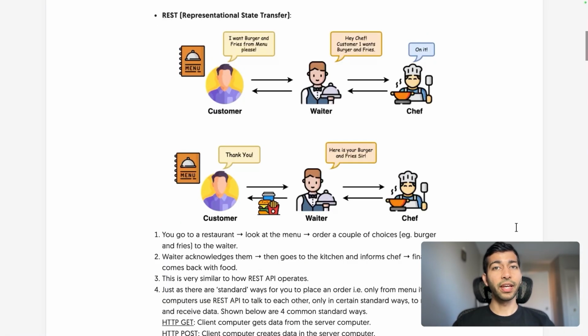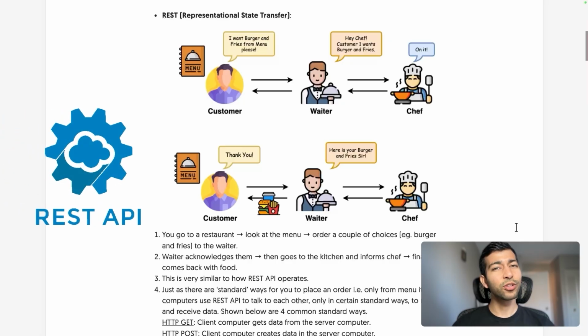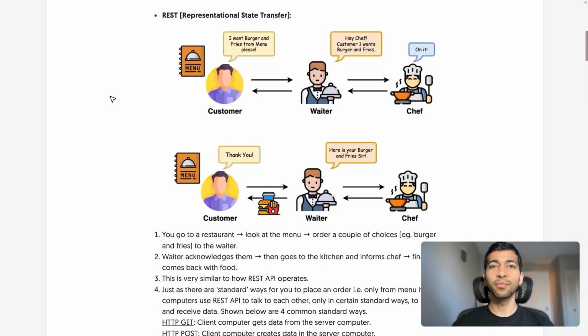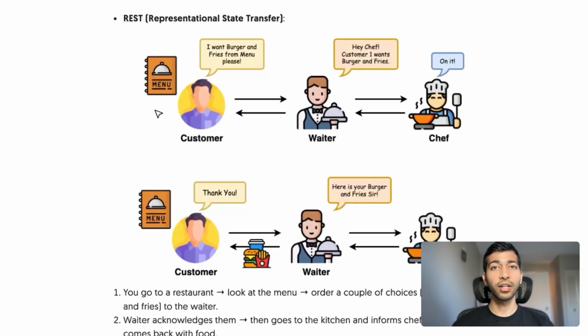Now, there are multiple ways in which this communication via API happens. These are basically API types, and one such type is REST, which is also known as Representational State Transfer. I'll explain this concept using a very similar example here. So, as you can see, the customer has the menu with him. He says, I want a burger with fries from the menu, please. That gets conveyed to the waiter, and then the waiter talks to the chef, says, hey chef, customer 1 wants burger and fries from the menu. So, the chef works on it, and then after some time, the waiter gives that burger and fries back to the customer. That is how the communication happens here.